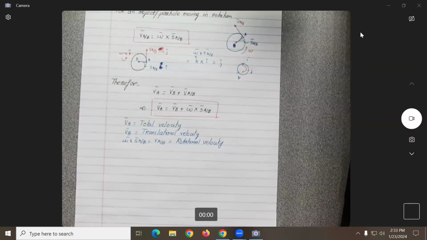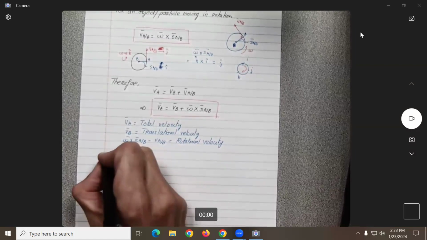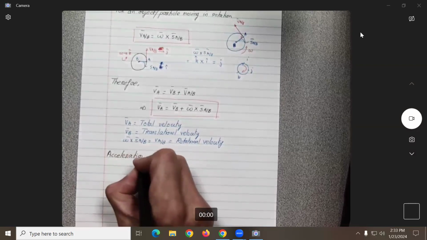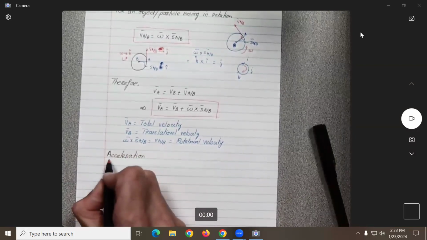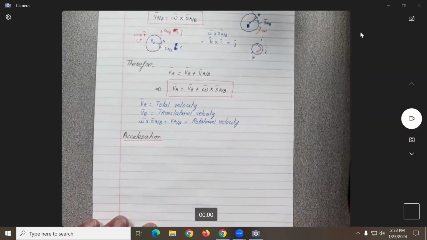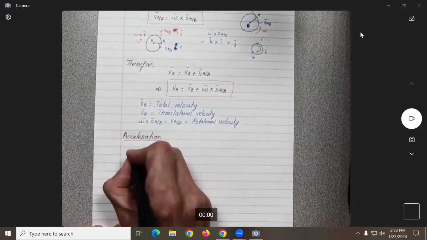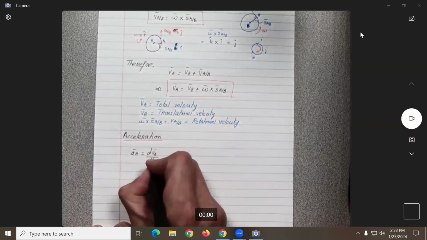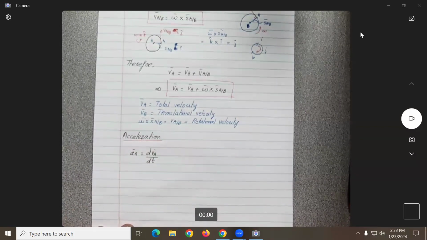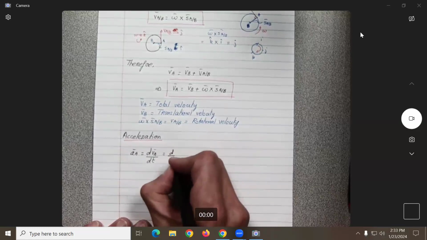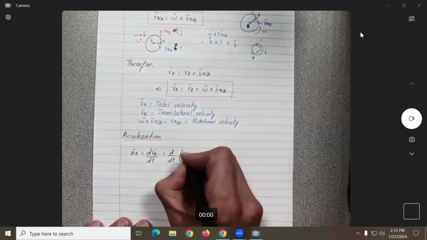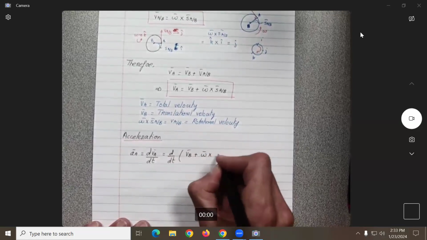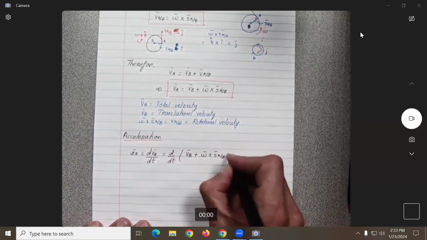So after we find the velocity, what can we do? We can find the acceleration. And what is the kinematic relation that we can use in order to find the acceleration? Acceleration of A will be the derivative of VA with respect to t, no? Do we know what VA is? We just calculated VA, so it will be VB plus omega cross S of A with respect to B.